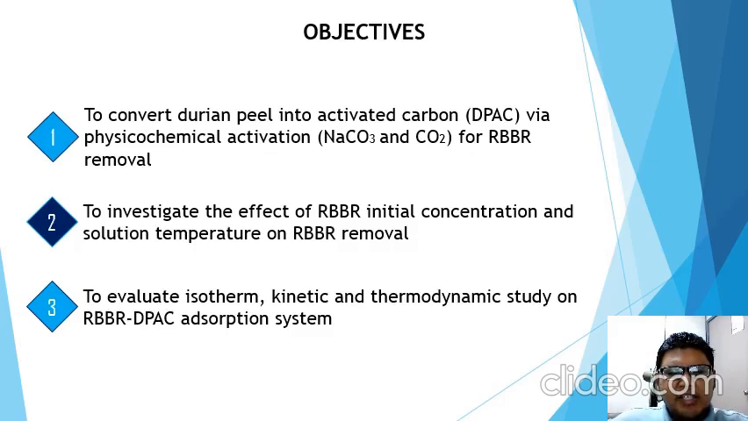There are 3 objectives in this study. The first one is to convert the durian peel into activated carbon via physicochemical activation by using sodium carbonate and carbon dioxide for RBBR removal. Secondly, to investigate the effect of the RBBR initial concentration and solution temperature on RBBR removal. The last objective is to evaluate the isotherm, kinetic, and thermodynamic study on the RBBR-DPAC adsorption system.